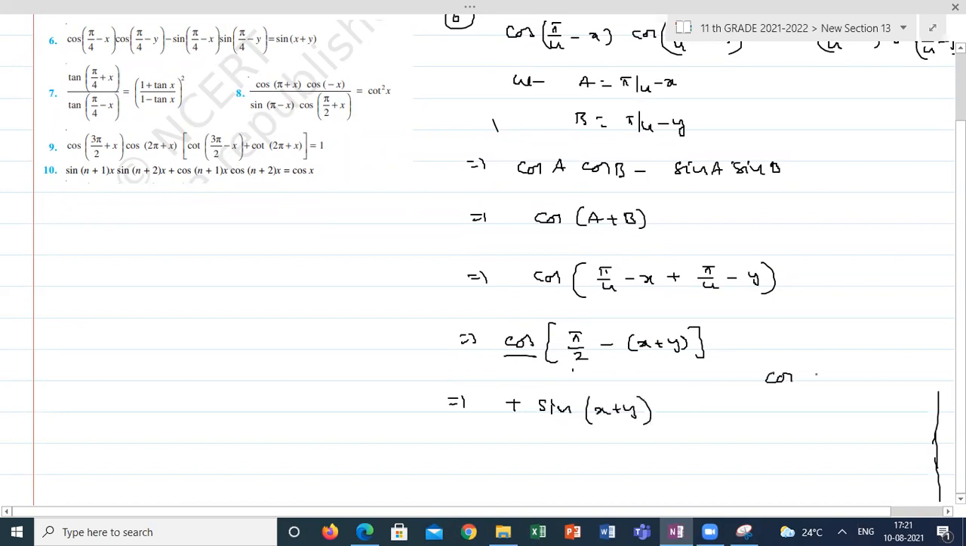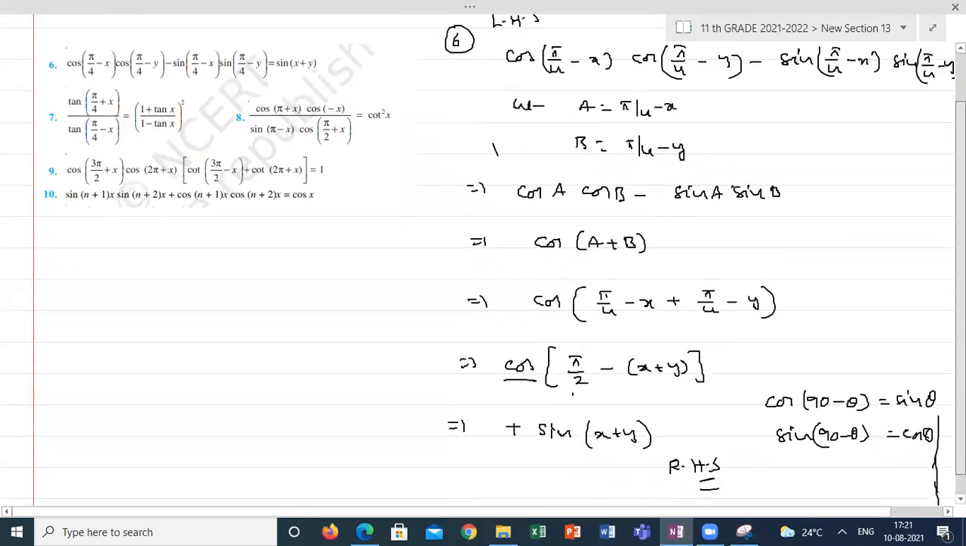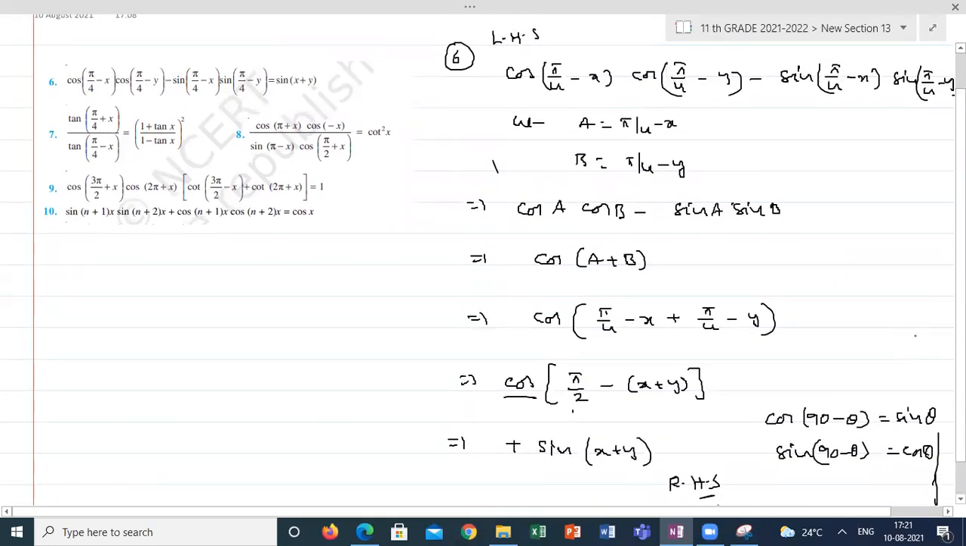We know from the complementary angles concept that cos(90 minus theta) is sin theta, and sin(90 minus theta) can be written as cos theta. With the help of that formula also, you can write this expression in simplest form as sin of (x plus y). So I'm taking LHS and proving RHS. Is it clear, guys? Clear? Move to the next one.